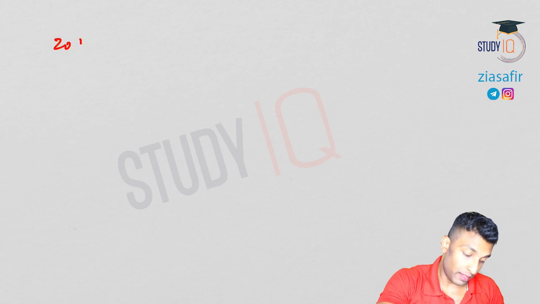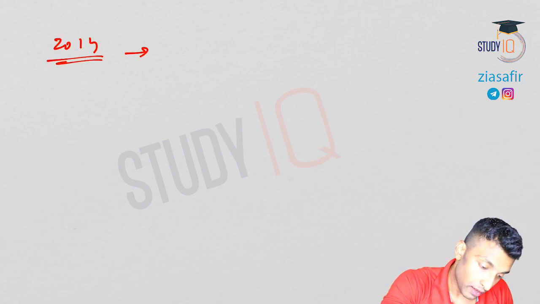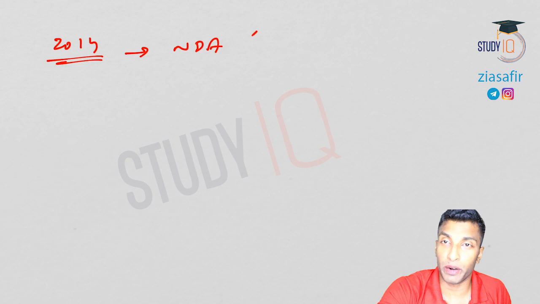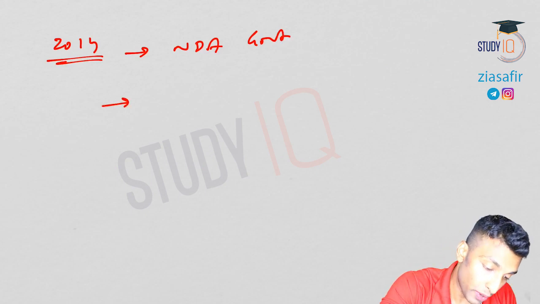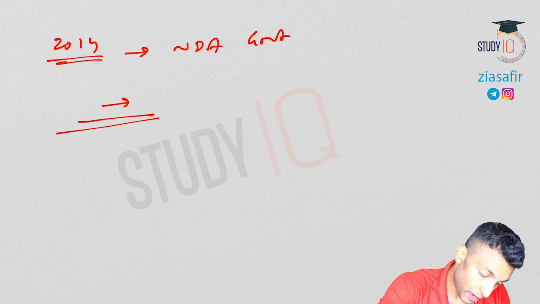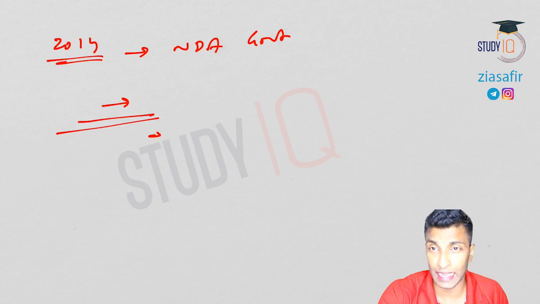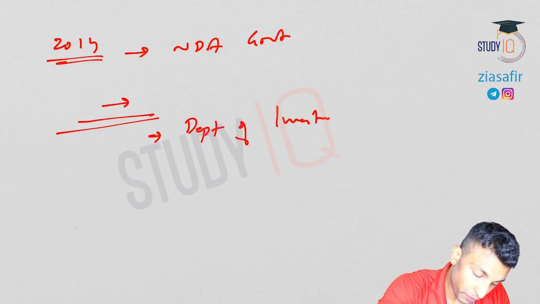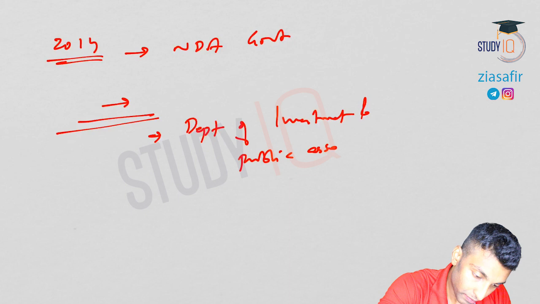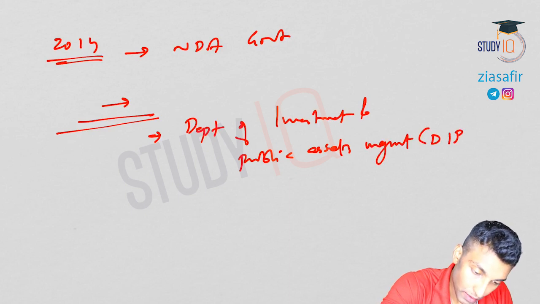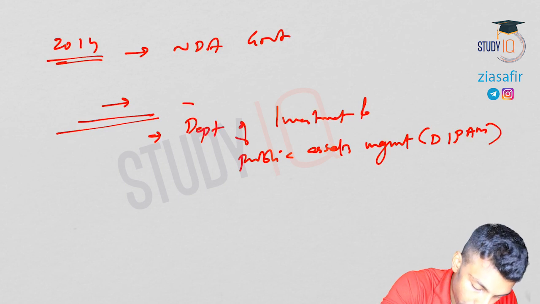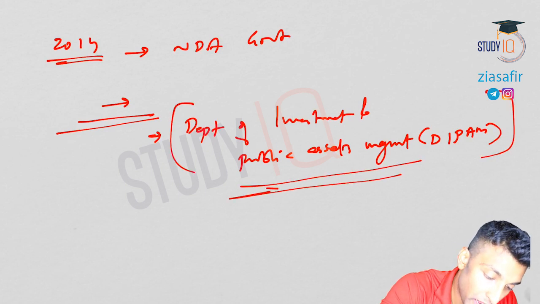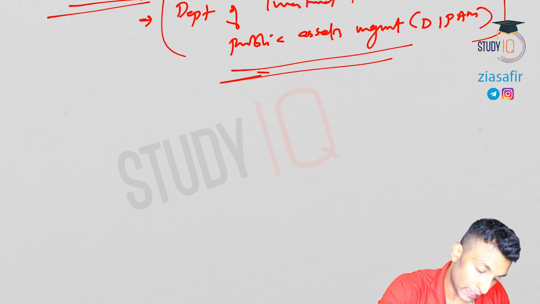Now then in 2014, which government? NDA government again came. Now the Department of Disinvestment is renamed as the Department of Investment and Public Asset Management, DIPAM.